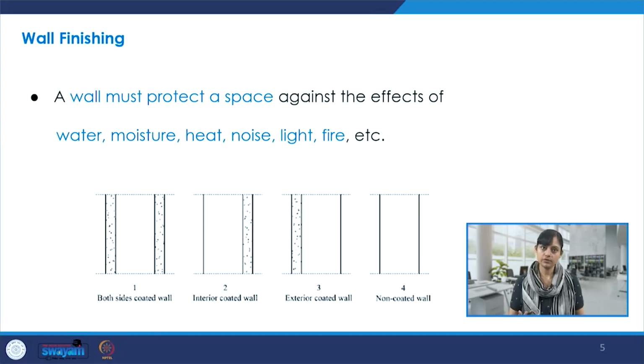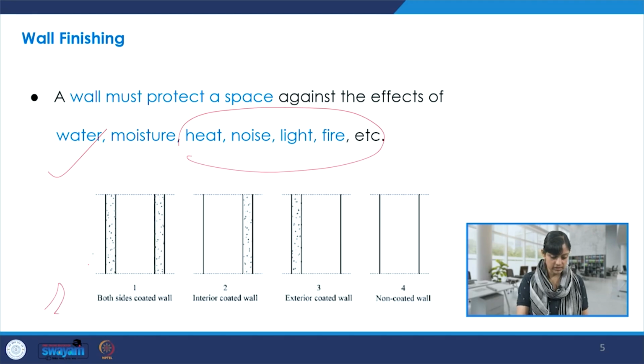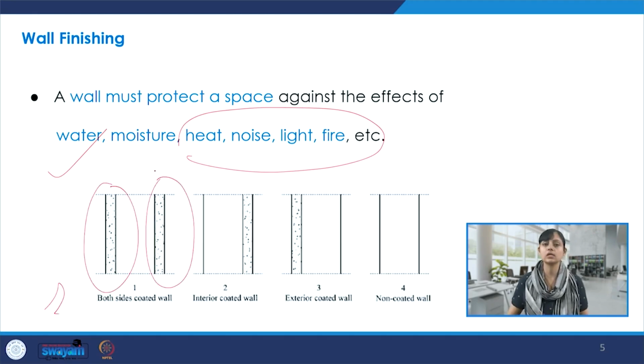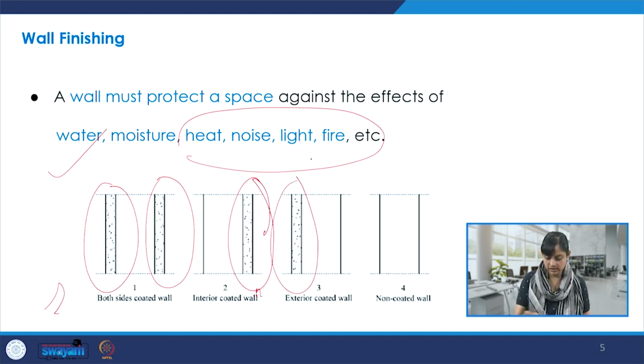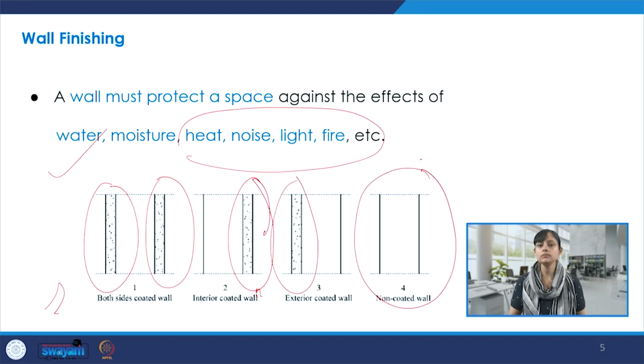If we talk about wall finishing, it's very important to have some kind of finish on the wall, because it protects the space against different effects, whether it be moisture, heat, noise, light, even fire. These are some of the sections. Here both the sides of the walls are coated. This is only the interior wall over here which is coated, and here exterior, and here it is none. Now depending on the weather conditions and where the location is and what kind of project it is, all these ways of finishing will have an impact on the life of the project.